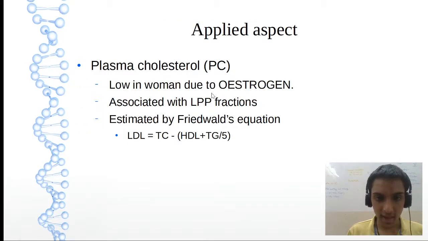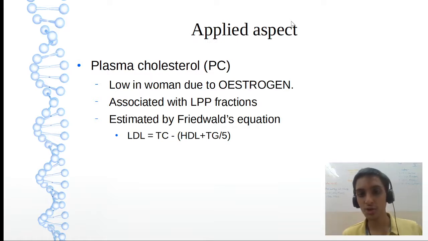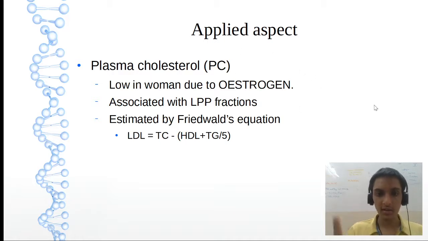Let us see the plasma cholesterol. Remember always, forever, plasma cholesterol is lower in women. Why? Because of the estrogen hormone. I have highlighted this word over here. Because of this estrogen, the plasma cholesterol will be less in women.